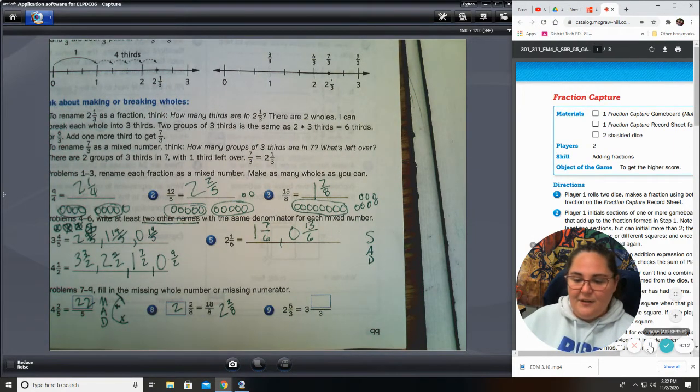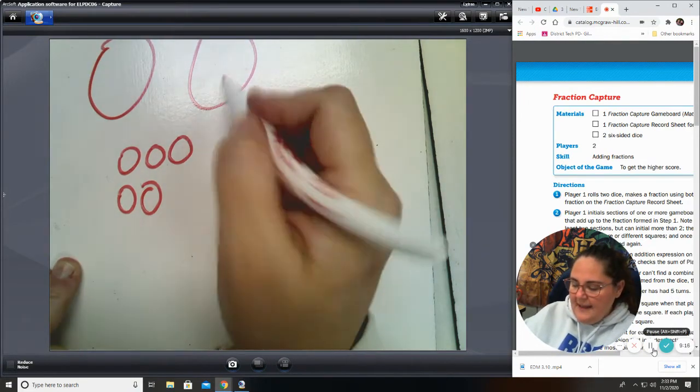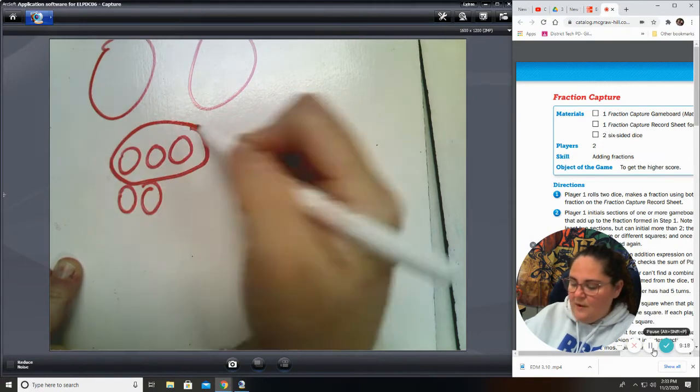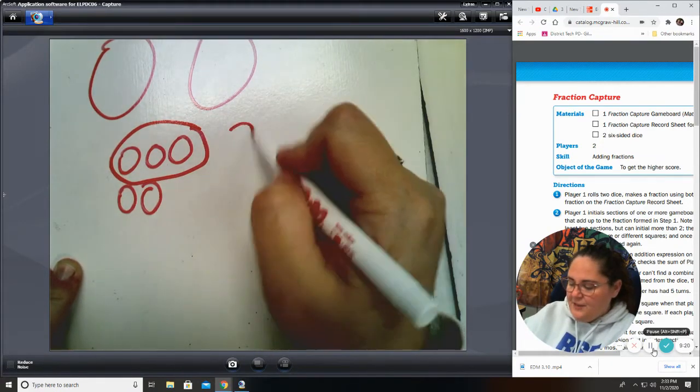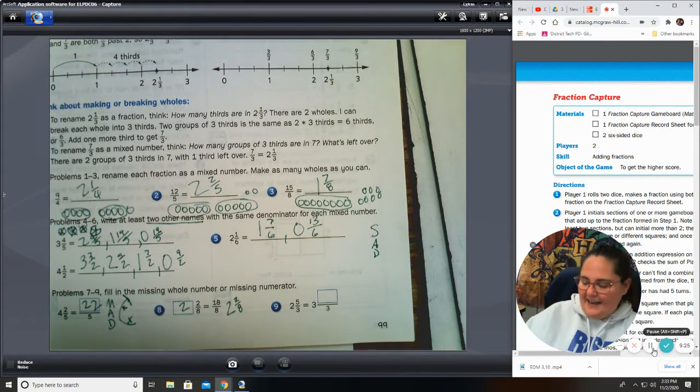And 3/3. All right, I'm going to put my picture right down here for me. So these 2 and 5/3, I can make another whole. I smush those together. That makes it 3 and 2/3. That is your answer for number 9.